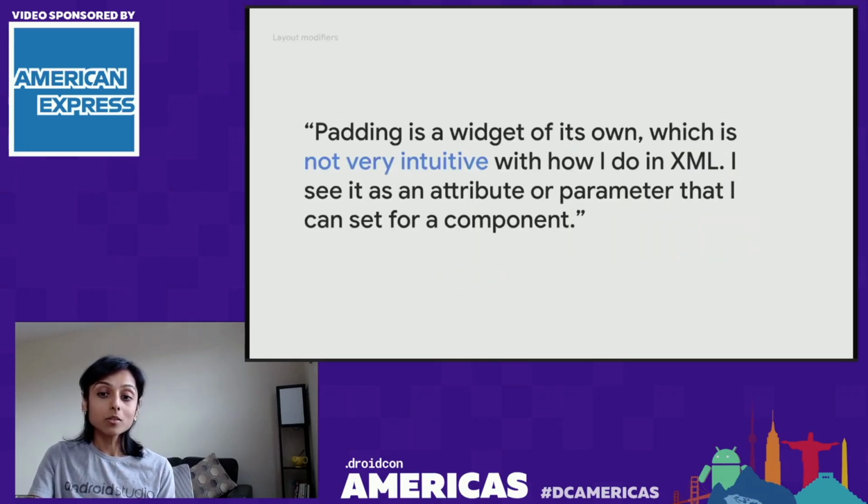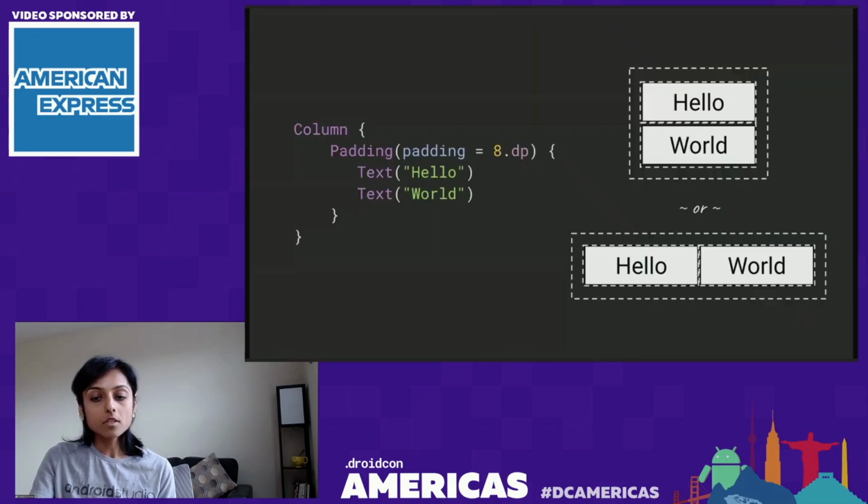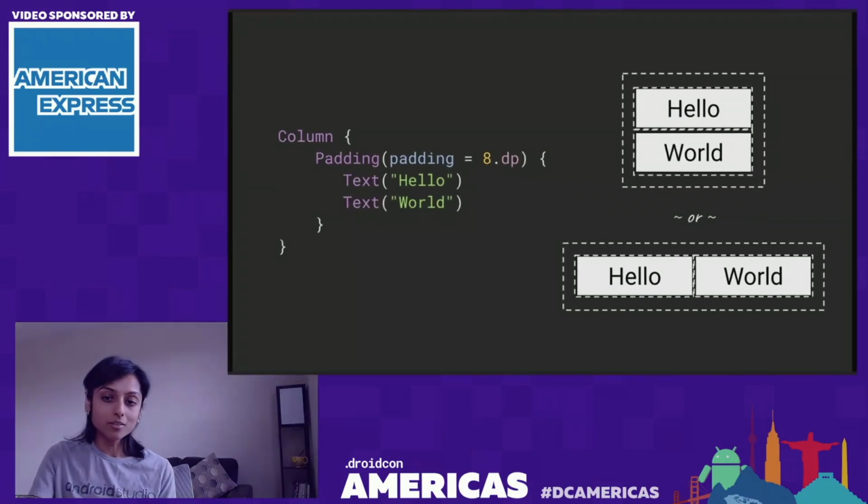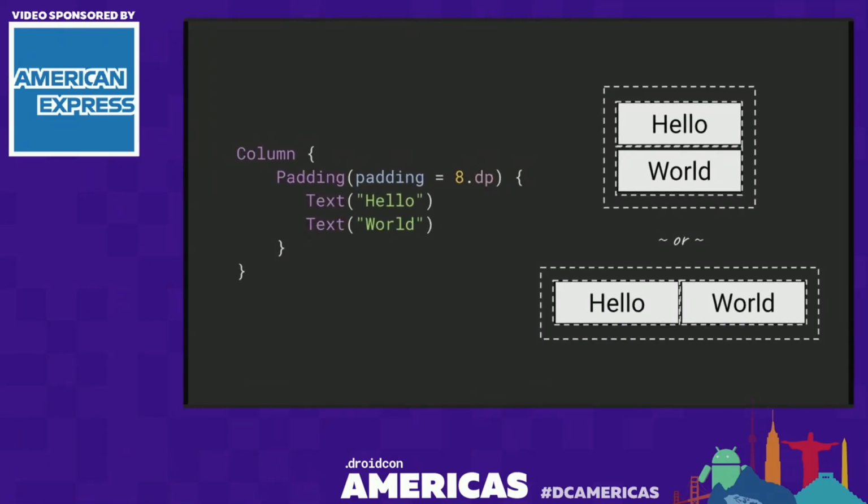Something that really stood out, that got called out very often in these research sessions, was that padding as a component of its own was not very intuitive to how developers actually thought about padding in XML. Because for them, padding was something like an attribute or a parameter that would be set for a component. In addition, we also started to observe that it was unclear to developers as to how to implement padding in the first place.